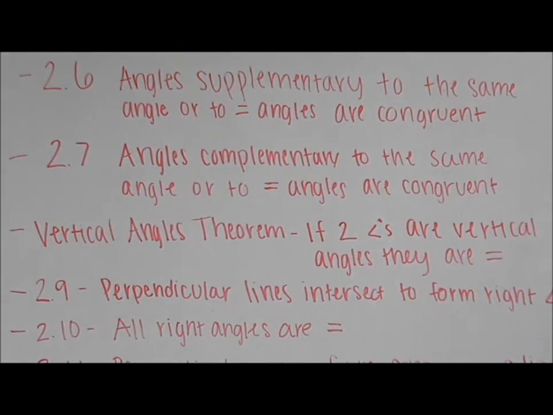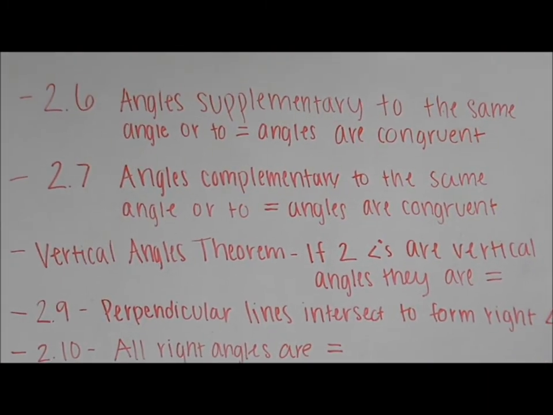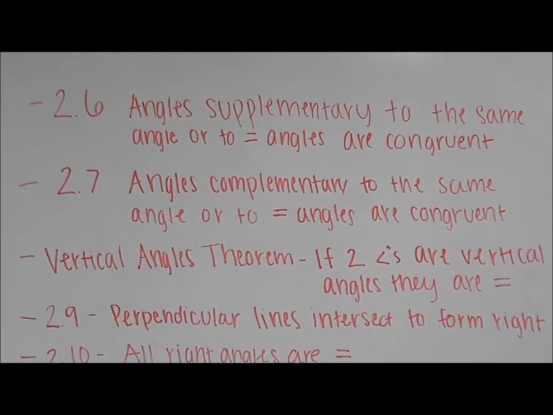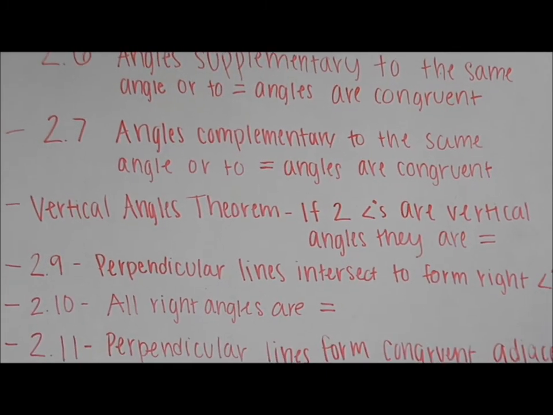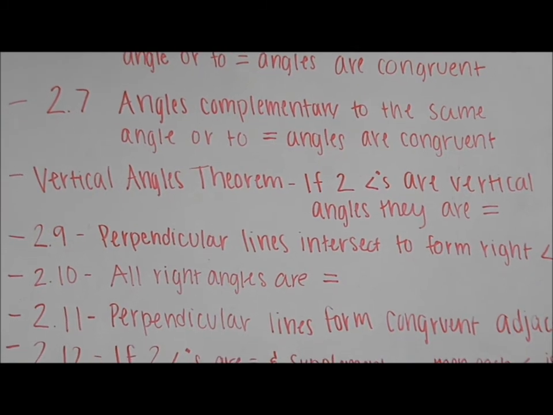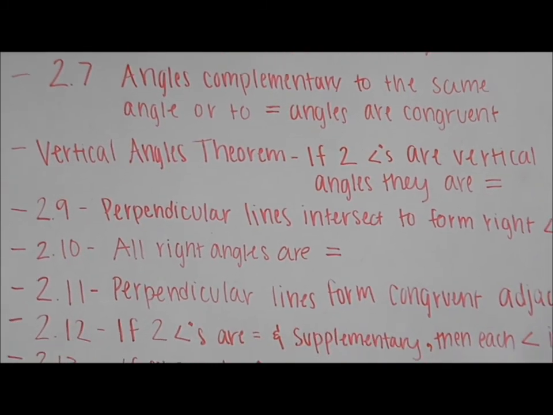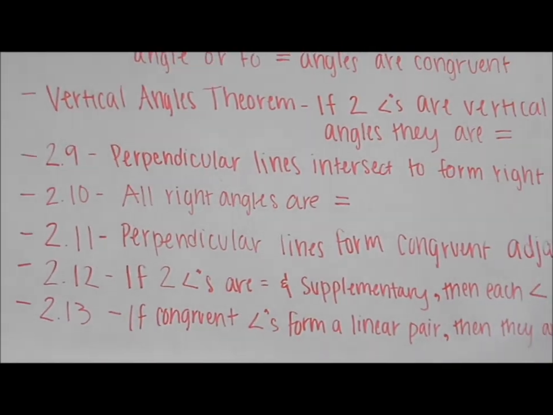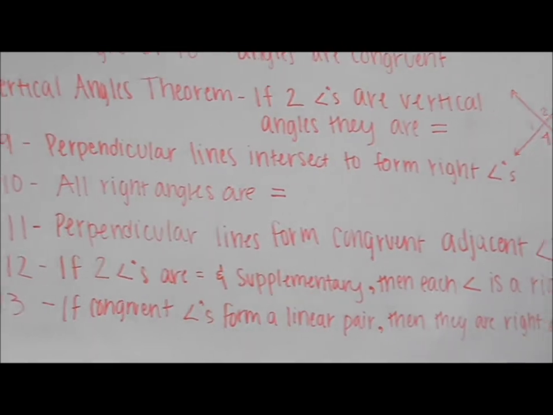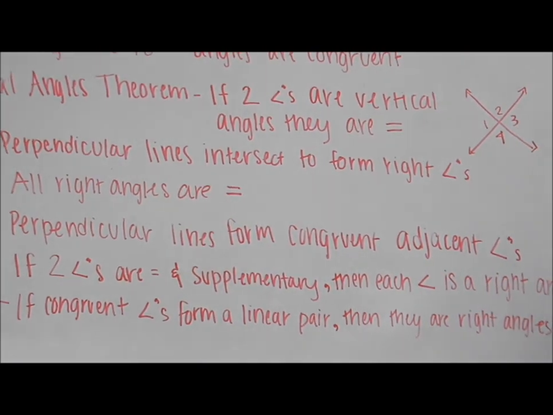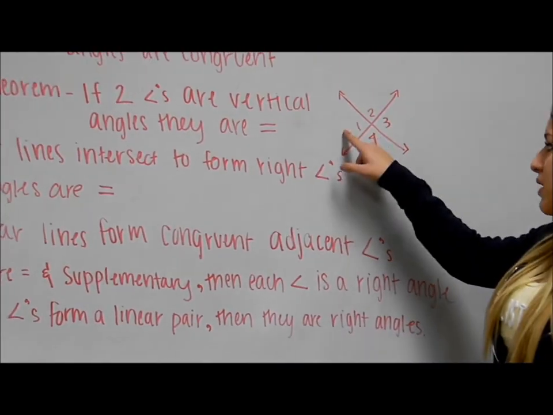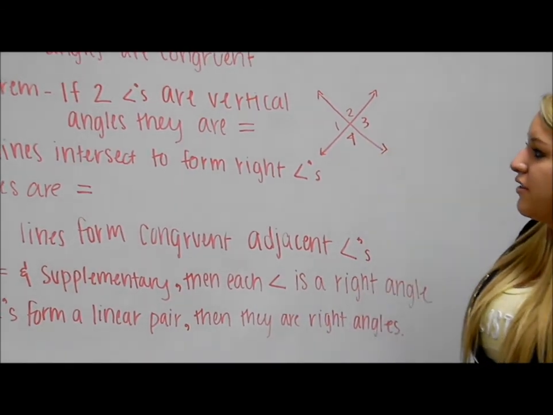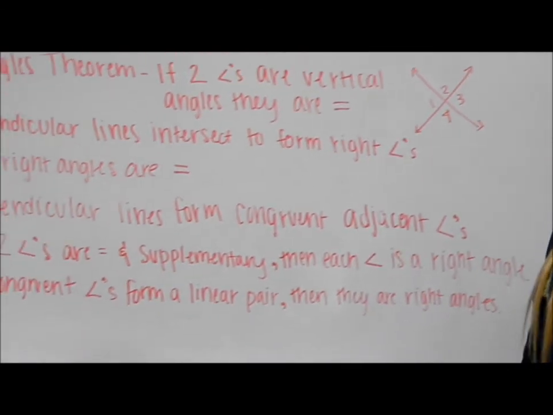Okay, theorem 2.6 is angles supplementary to the same angle or to equal angles are congruent. Theorem 2.7 says angles complementary to the same angle or to equal angles are congruent. And then 2.8, the vertical angles theorem. If two angles are vertical angles, they are equal. So 1 and 3 are vertical angles, so they're equal, and 2 and 4 are vertical angles, so they're equal.